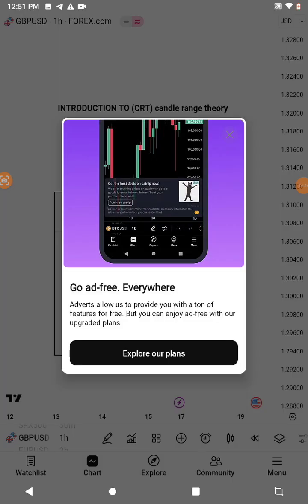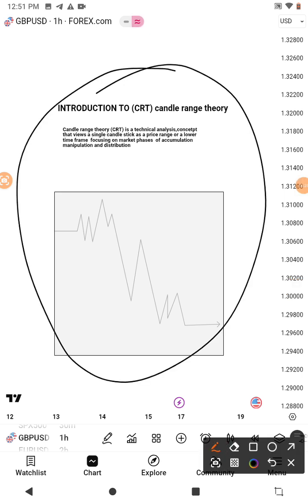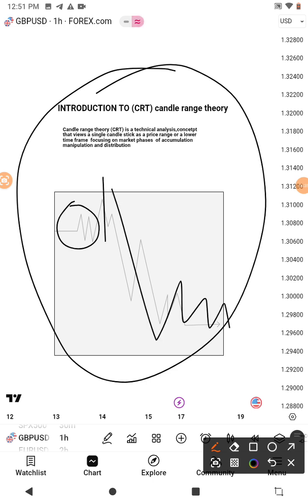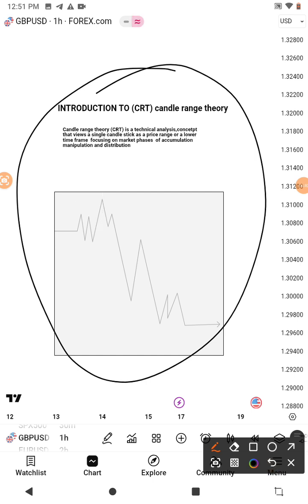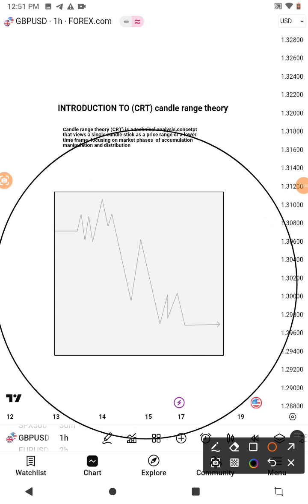CRT. Accumulation, manipulation, distribution. Hope you understand what I'm talking about. Accumulation phase, manipulation phase, distribution phase. That's our candle range theory.